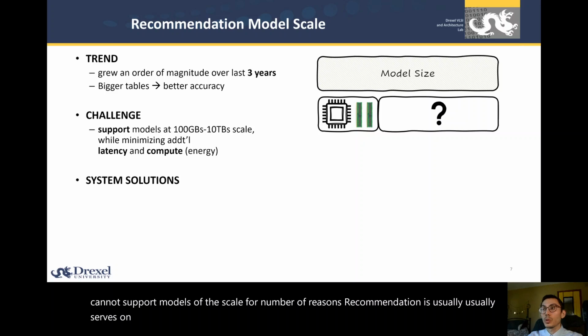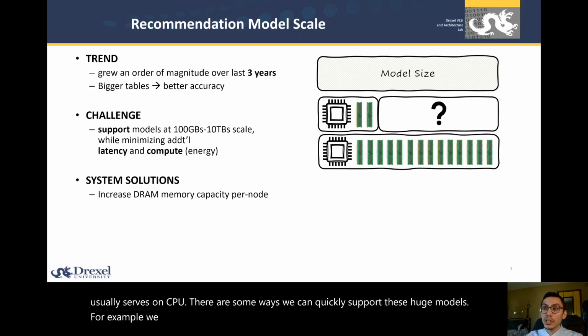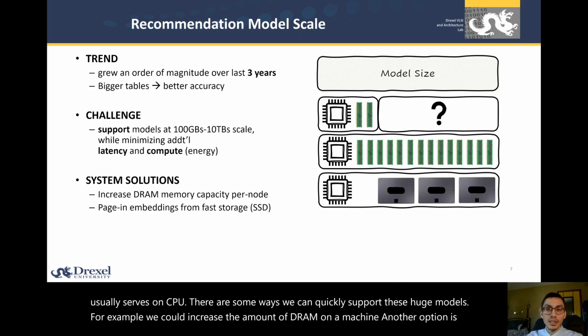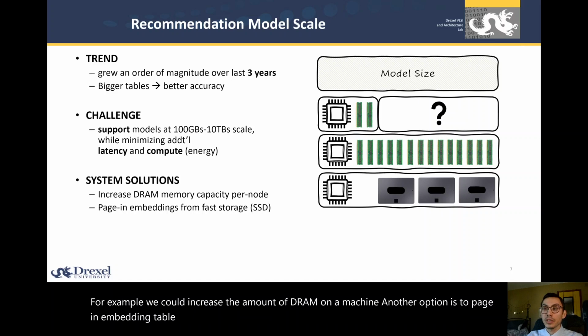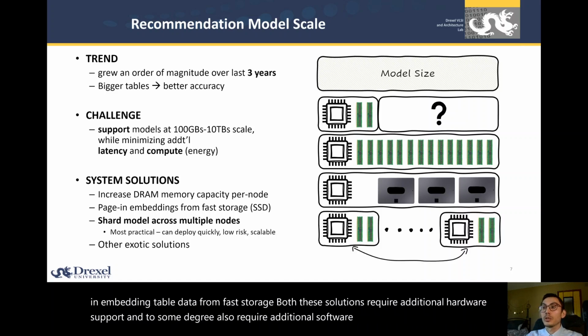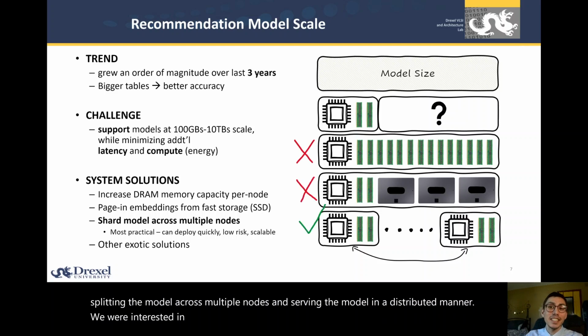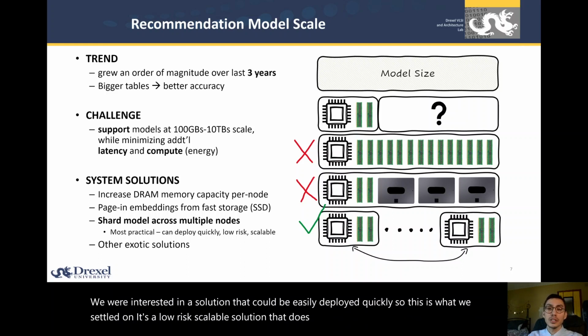There are some ways we can quickly support these huge models. For example, we could increase the amount of DRAM on a machine. Another option is to page in embedding table data from fast storage. Both these solutions require additional hardware support and to some degree also require additional software support. That brings us to splitting the model across multiple nodes and serving the model in a distributed manner. We were interested in a solution that could be easily deployed quickly, so this is what we settled on. It's a low-risk, scalable solution that does not require additional hardware support.